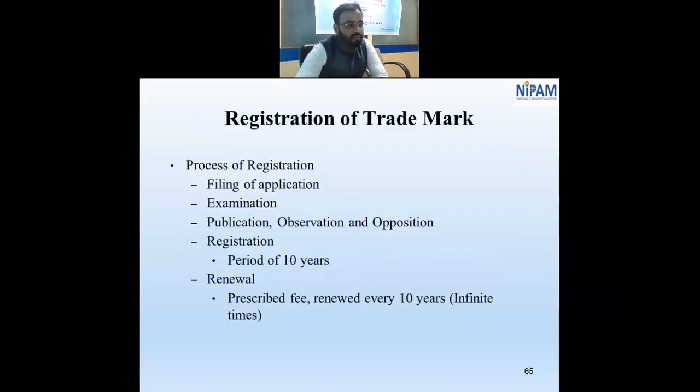Registration of trademark. So obviously you have to file an application in the intellectual property office. Examination will be done. If someone opposes your trademark registration, during the course of action, he or she can approach the intellectual property office and oppose that particular step. Registration, as I already mentioned, is for a period of 10 years and it can be renewed for a lifetime, infinite times, renewed every 10 years.